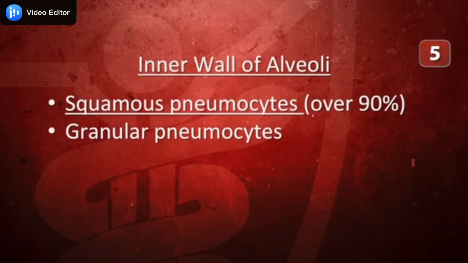Next question. What is the most prevalent type of epithelial cells found in the inner walls of the alveoli? So we have two options here. First, we have the squamous pneumocytes, sometimes also referred to as type 1 pneumocytes, and they make up about 90% of the cells in the inner wall of the alveoli. Now, there's also something called granular pneumocytes. Sometimes these are also referred to as type 2 pneumocytes.